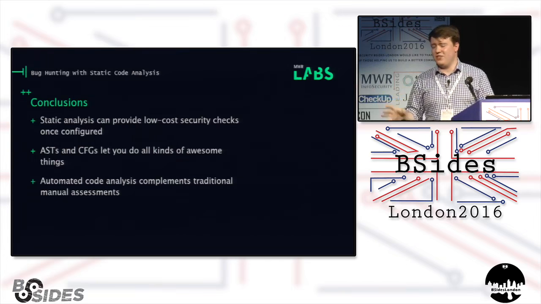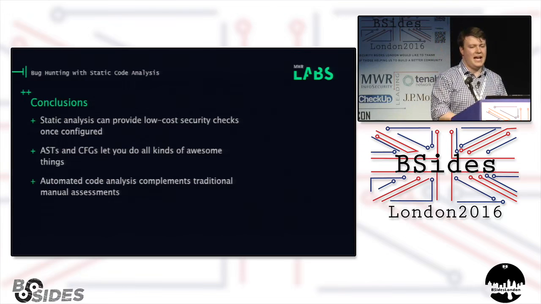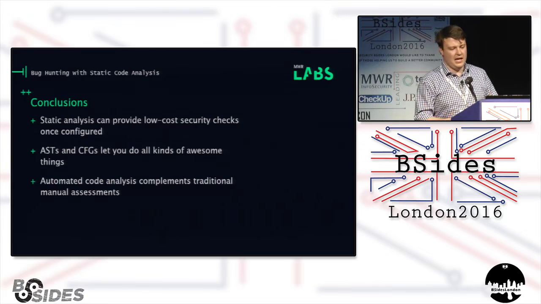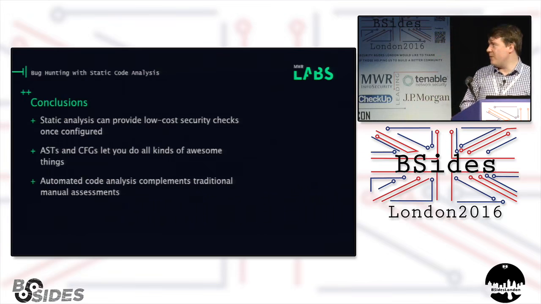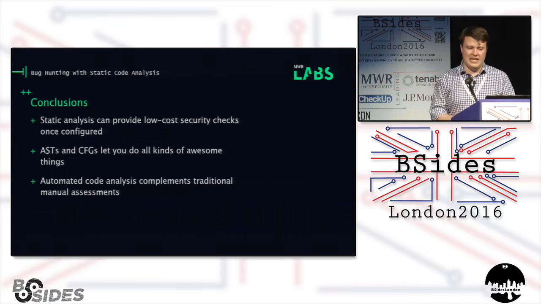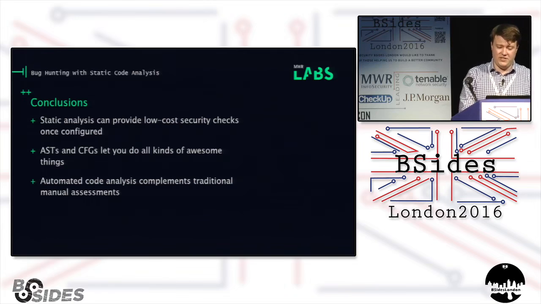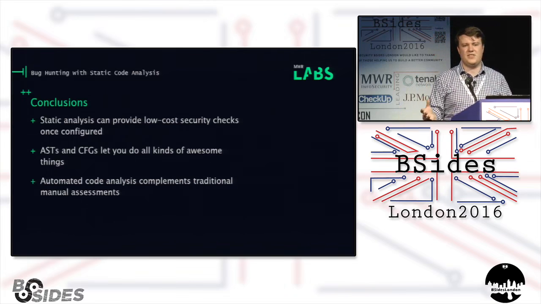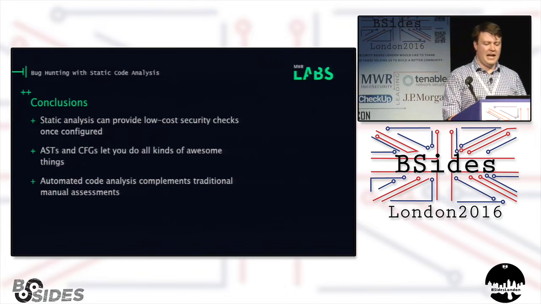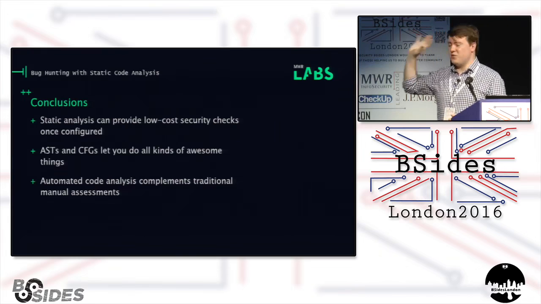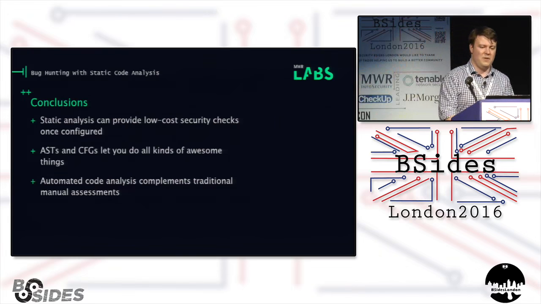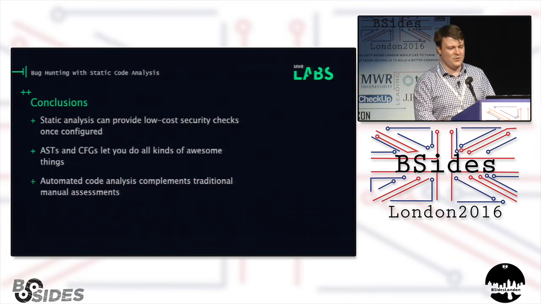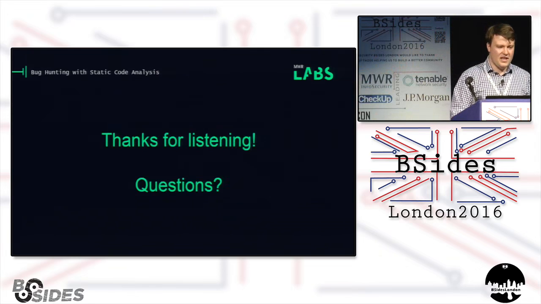If you are going to go down the static analysis route, especially if you're looking at building your own tooling, while regular expressions and a few quick bash scripts running grep over things will catch some stuff, really being able to build abstract syntax trees and then control flow graphs off that gives you so much power to do all kinds of analysis of the application that it really is worth looking into doing that if you can. And at the end of the day, all of these automated analysis techniques do complement traditional manual assessments. You're not going to be replacing pen testers with this anytime soon, unfortunately.